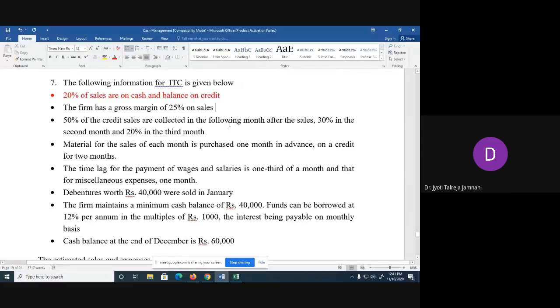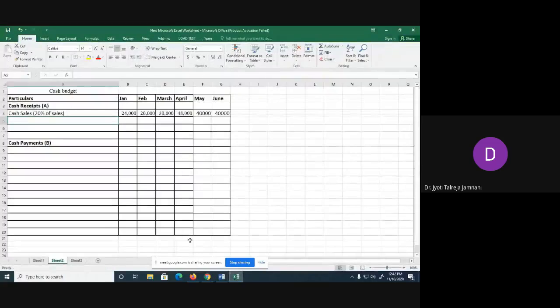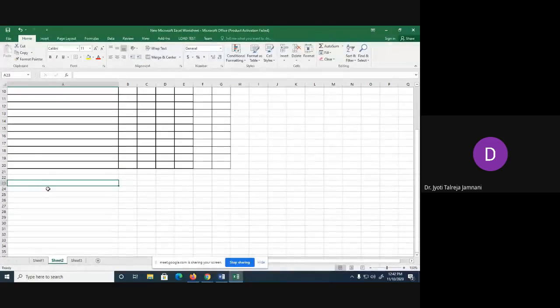50% of the credit sales are collected in the following month after the sales, 30% in the second month and 20% in the third month. So whatever credit sales are remaining, 50% of that in the next month we will receive, then 30% in the second month and 20% in the third month. So in 3 installments you're going to receive your money. We need to do a working note for it and find out what are the total receipts for each month that we have. So we'll prepare a working note on collection from debtors.